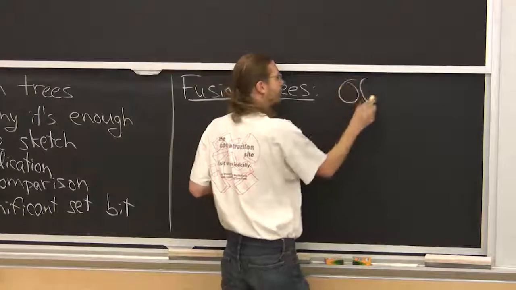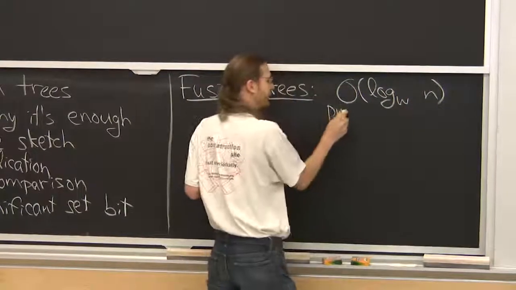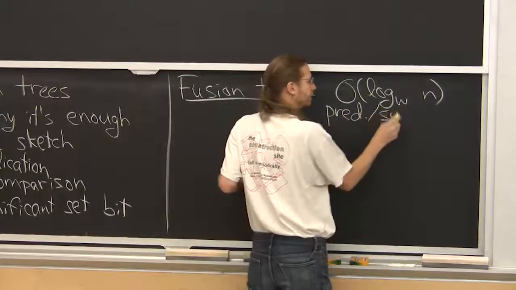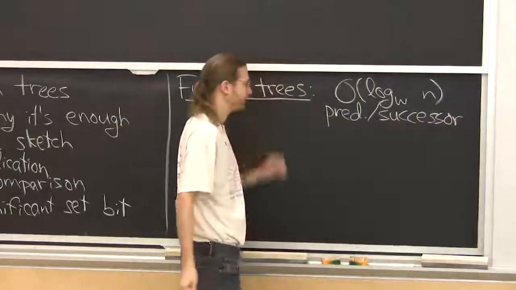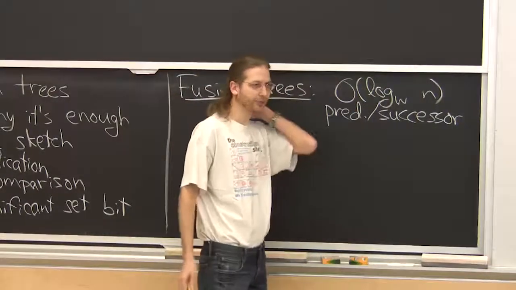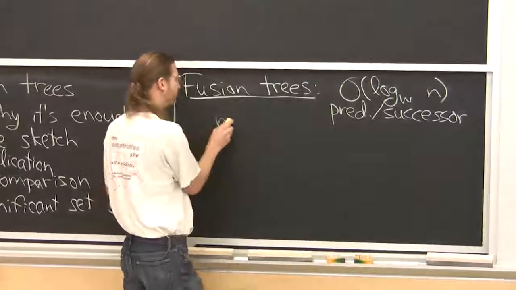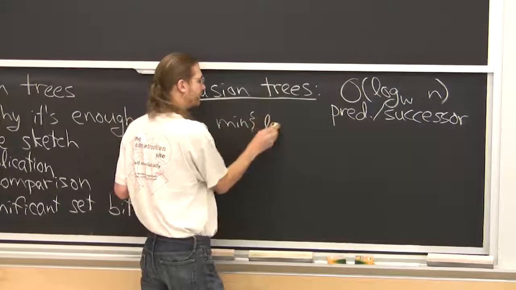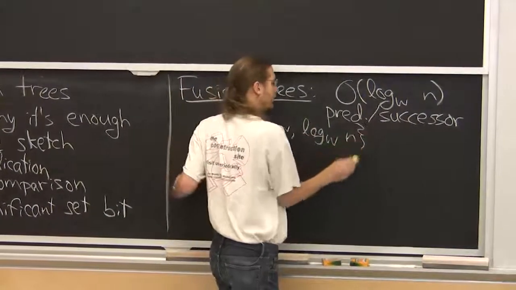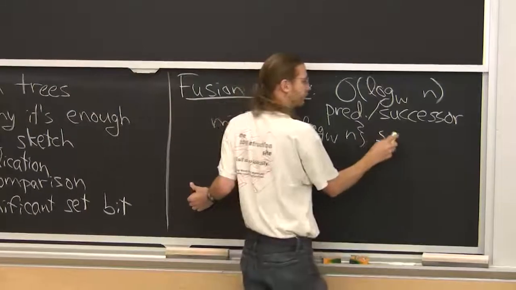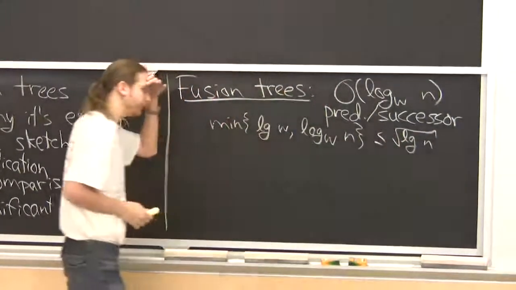Basically, the goal is to get log base W of n predecessor and successor. So we're again talking about the predecessor problem. We did log W last time with van Emde Boas and y-fast trees. So with the two of them together, we get log W and log base W of n. The min of those two things is always at most root log n, but sometimes much better than that.